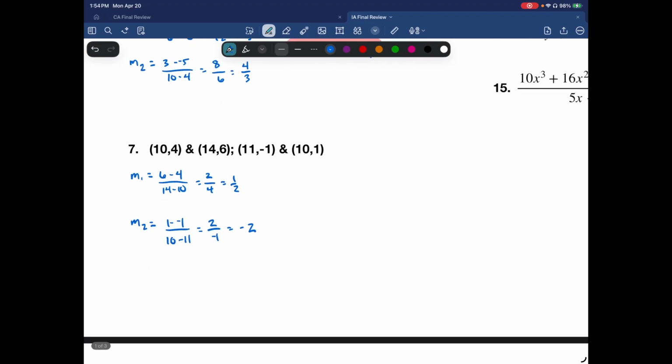Okay, so these are clearly not the same, so I want to check for perpendicular. All right, the easiest way to do that is to multiply your two slopes together. So I got 1/2 times negative 2, and that gives me negative 1. If it gives me negative 1, that's perpendicular. If it gives me anything else, it's not perpendicular. So these work out. This is perpendicular.